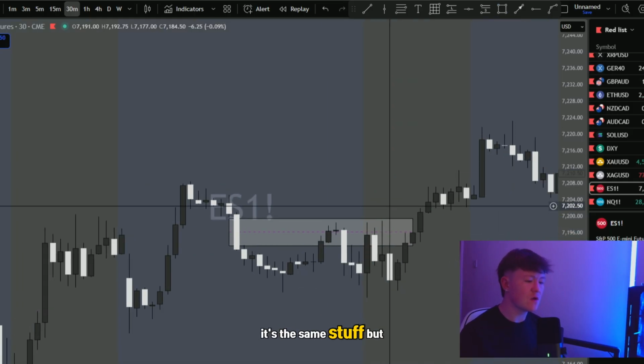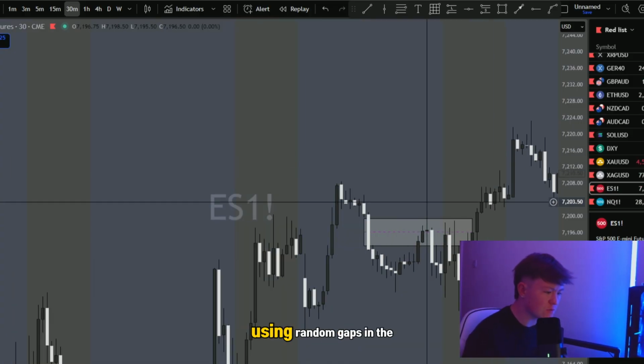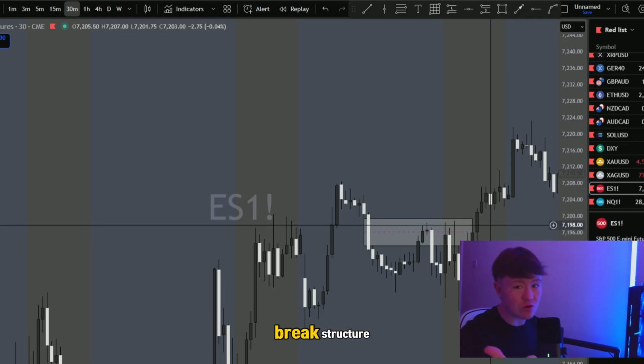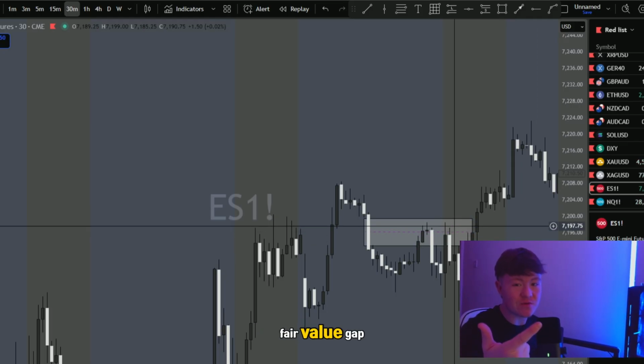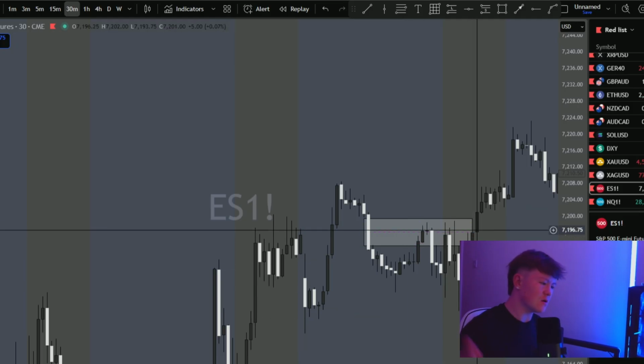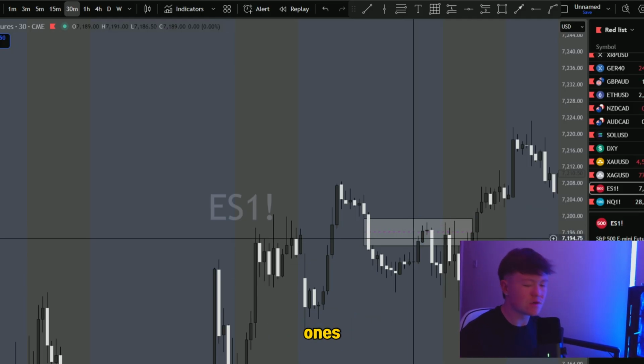It's the same stuff. But obviously you can't just go around using random gaps in the market and going off them. That's why you have the break of structure, that's why you have the fair value gap. You put them together and you get the trade along with the liquidity sweep. So you can't just go around using random ones. 230 every open. You have all these three confluences together, which you will see soon, and you put them all together, and that's what makes a perfect trade. You don't just go around entering off random gaps. I'm just showing you. Do you know what I'm saying?